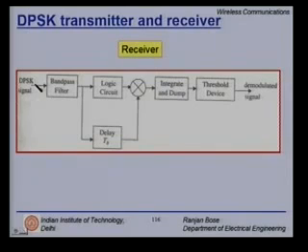You have the DPSK signal. First you band pass filter it. You have a logic circuit, and then you have a delayed version by TB. Multiply, integrate and dump to get the DC part out, threshold, and get the demodulated signal.